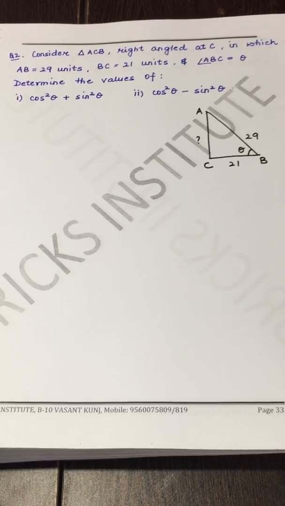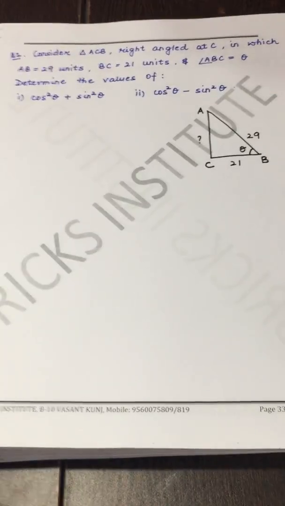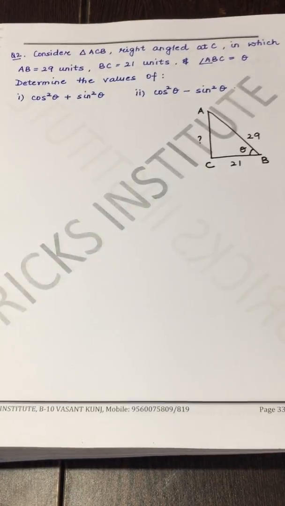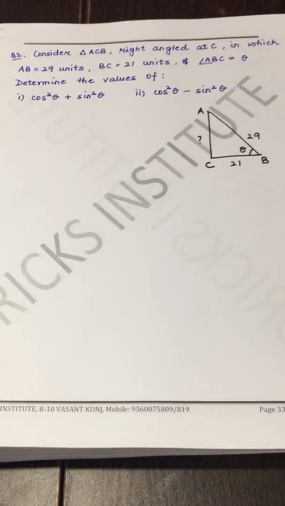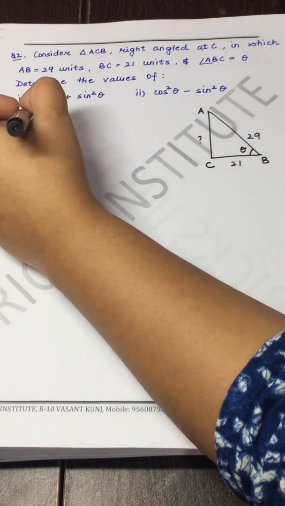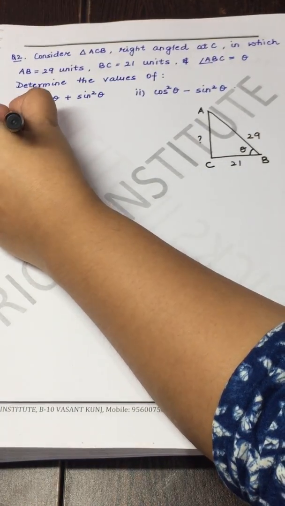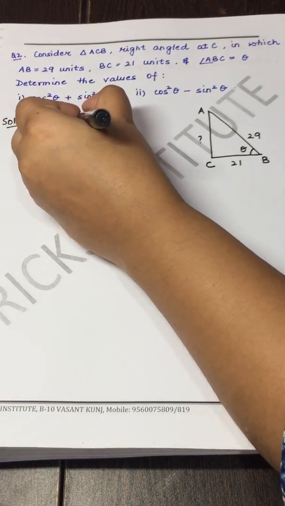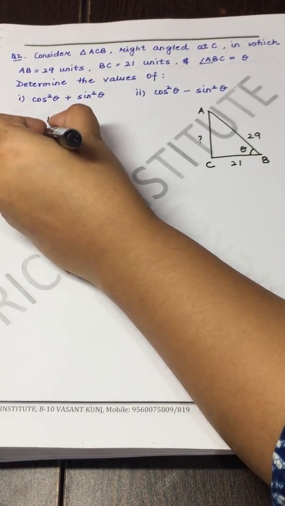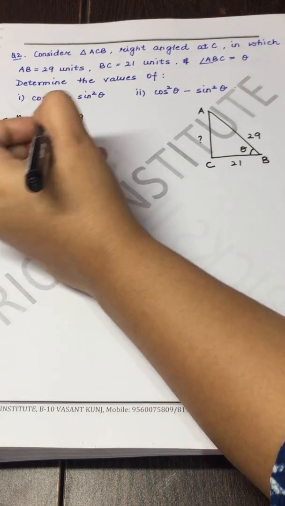We have to determine the values of first part, which is cos square theta plus sin square theta, and second is cos square theta minus sin square theta. So let's first find out the values that we need. So solution. So we have hypotenuse equal to 29. We have base equal to 21.